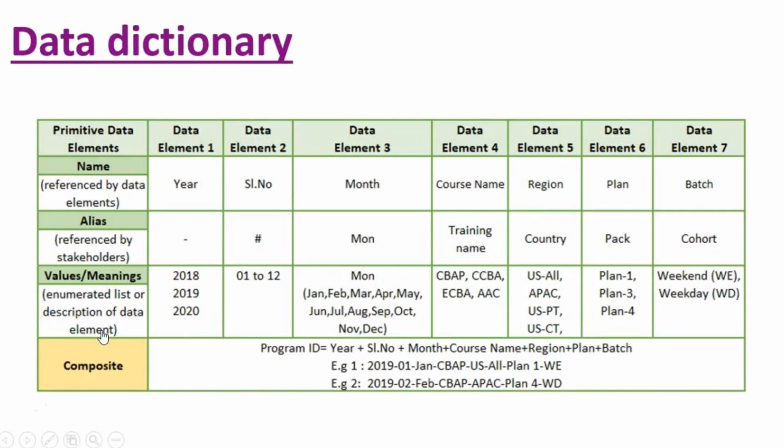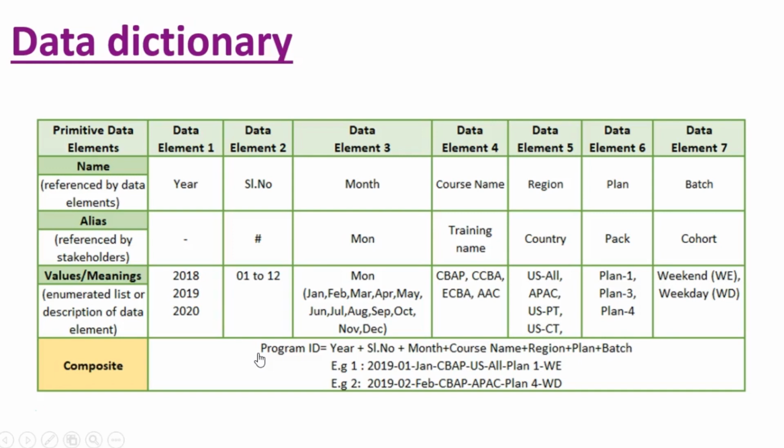Now when we come to data dictionary, like I said, we have something called data elements. And then we have primitive data elements and composite data elements. So primitive data elements are like individual data elements, and when we combine these individual data elements, we form a composite data element. The example that I have given here is how we define a program ID in Succeed.